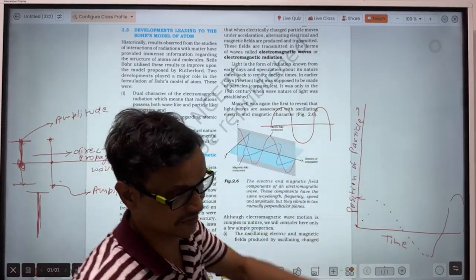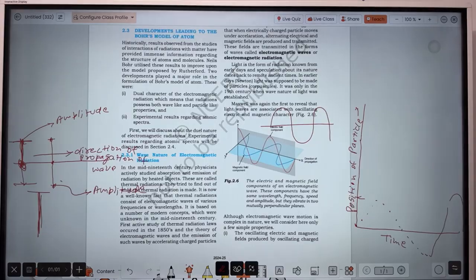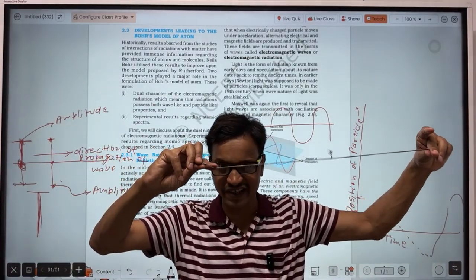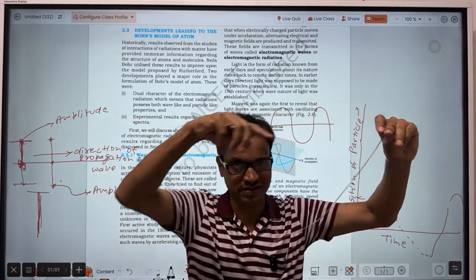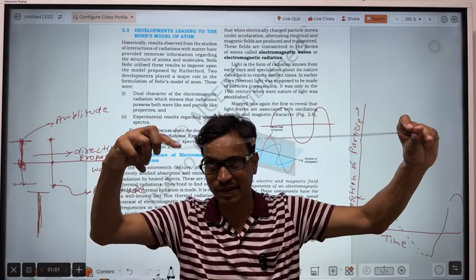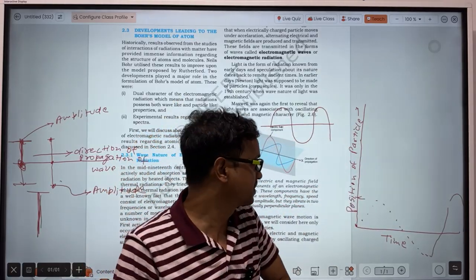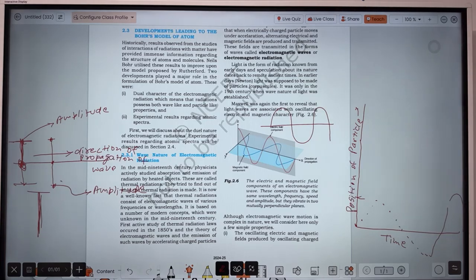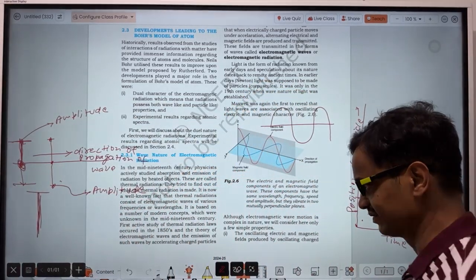The particle is not oscillating like this. Just watch again. When you oscillate, the particle here doesn't come here. The particle is not going from here to here. Here the particle is oscillating above and below. So what you see is actually the position of a particle with respect to time.